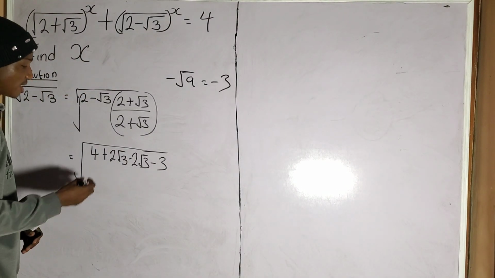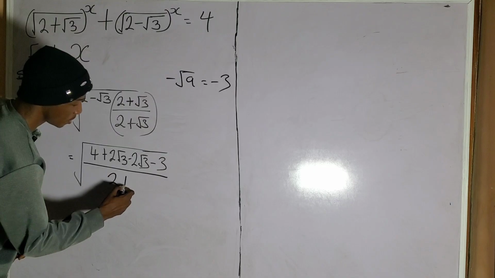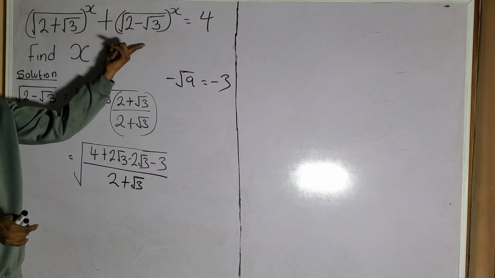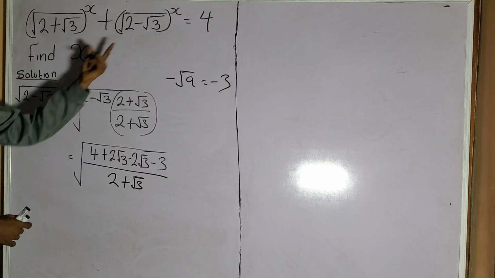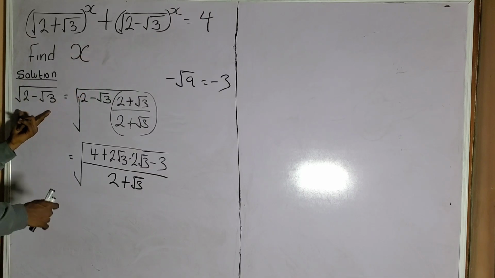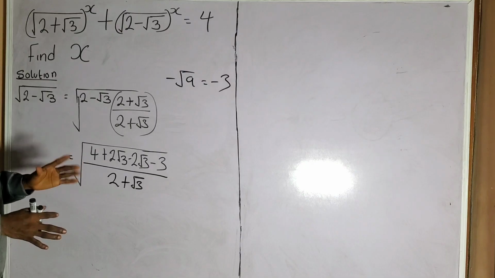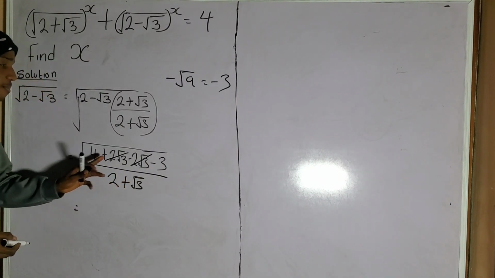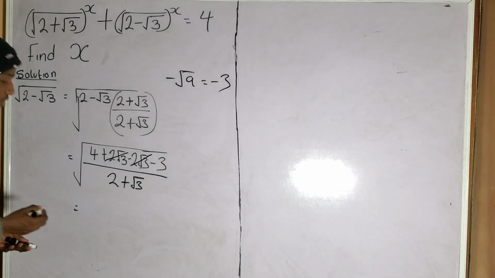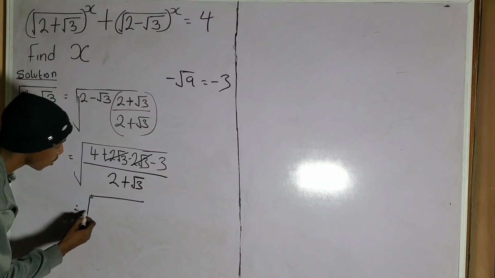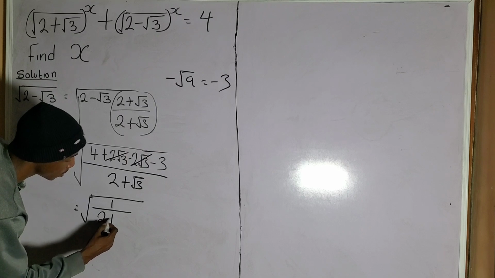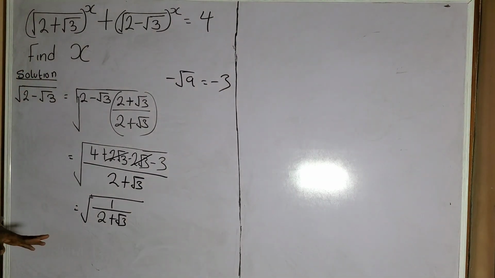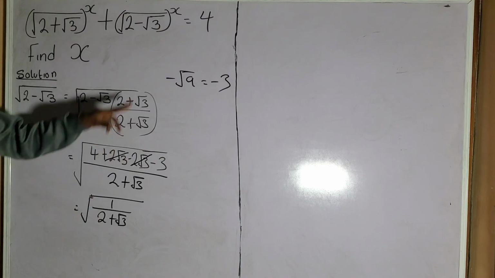And this will be over 2 plus root 3. Don't forget what I'm doing. I rewrite root 2 minus root 3 as this. Do you understand? So I've not done anything. Now, simplify this. I'm going to have 4. This will eliminate this. So I'm going to have 4 minus 3. 4 minus 3 is what? 1. So I'm going to have square root of 1 all over 2 plus root 3. Do you understand? Okay, so this is what I'm going to substitute into this equation.